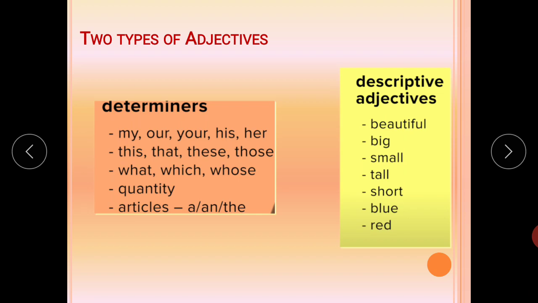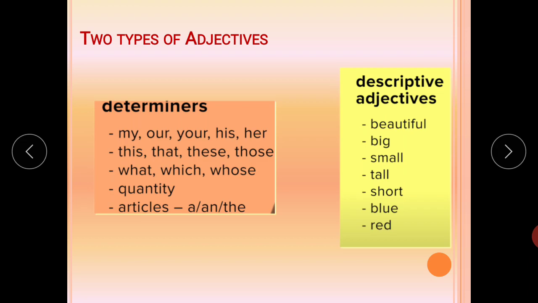In the second sentence, this, that, these, those. These are great students, or these are good pens. So this, that, these, those determine, these determiners are used as adjectives. Also what, which, whose, and words of quantity like many, each, every, those are also determiners.